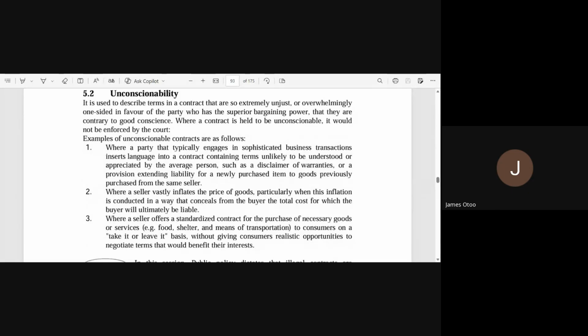Where a seller offers a standardized contract for the purchase of necessary goods or services, for instance, food, shelter, means of transport, to the consumer on a take-it-or-leave-it basis, without giving the consumer a realistic opportunity to negotiate terms that will benefit them, that contract is unconscionable.